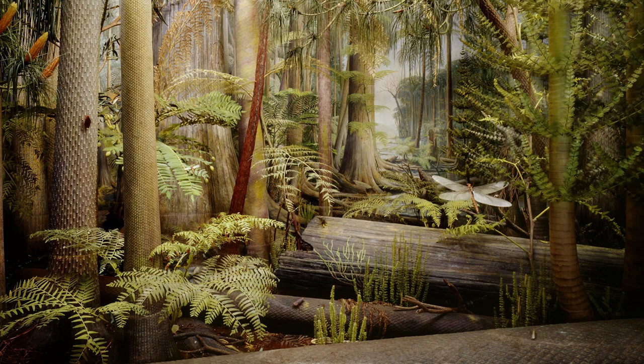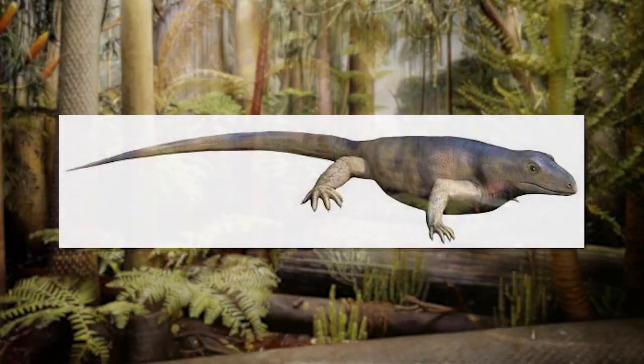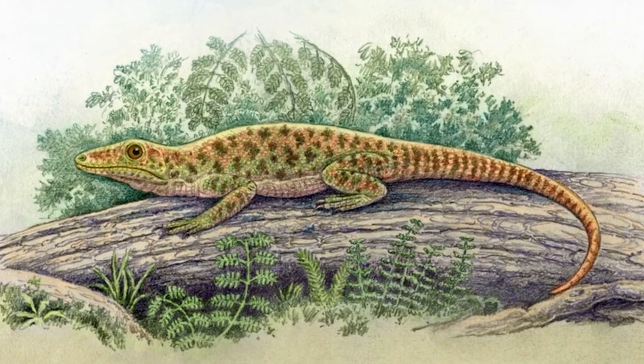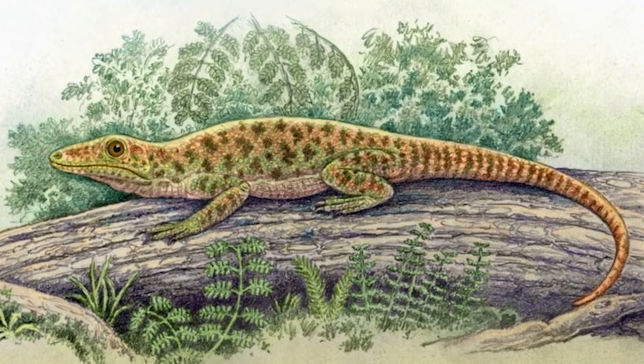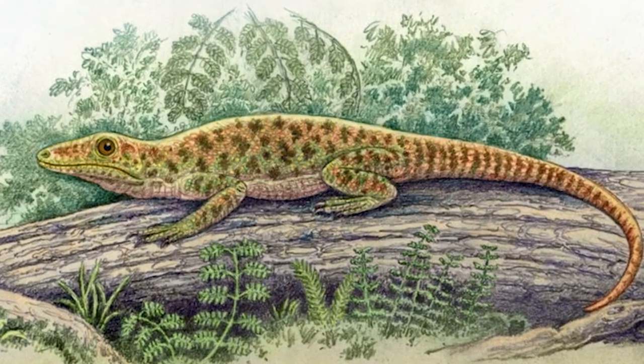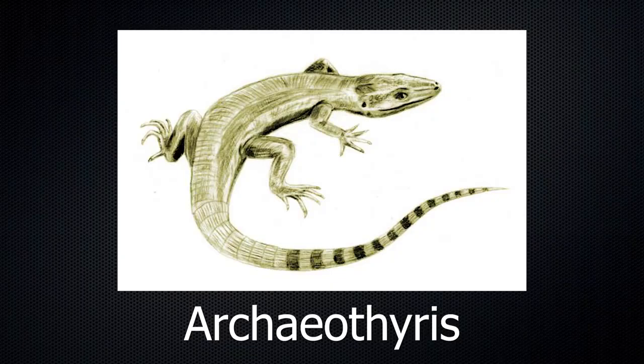Among this primordial land of giants, however, was a much less flashy animal, scurrying along the forest floor. At first glance, this small creature looks just like a lizard. In reality, however, it was actually part of the first step in the evolution of something far different from lizards or any other reptiles. This animal, known as Archaeotherus, was one of the earliest known synapsids.